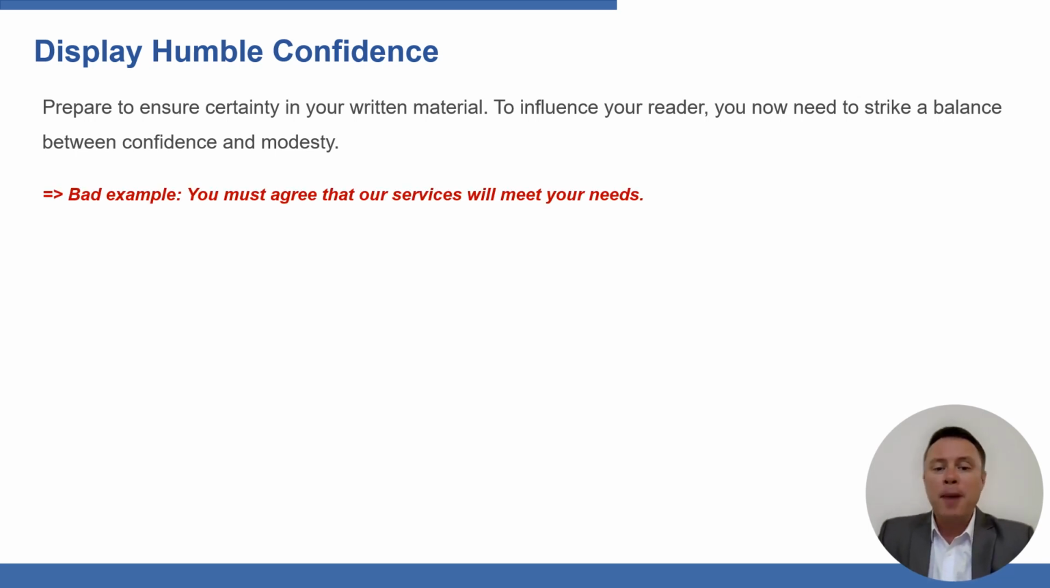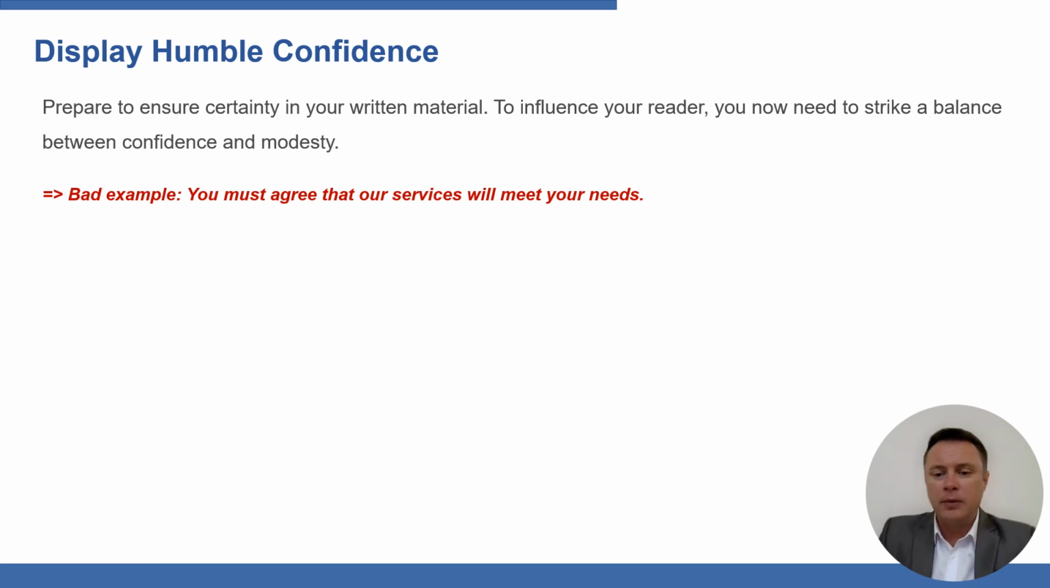Okay, so a bad example would be: you must agree that our services will meet your needs. Now this is more of a sales example. Maybe it's true. Maybe you have the best product or service in the world, and you're trying to say, look, it's perfect for you. You must agree that it will meet your needs.